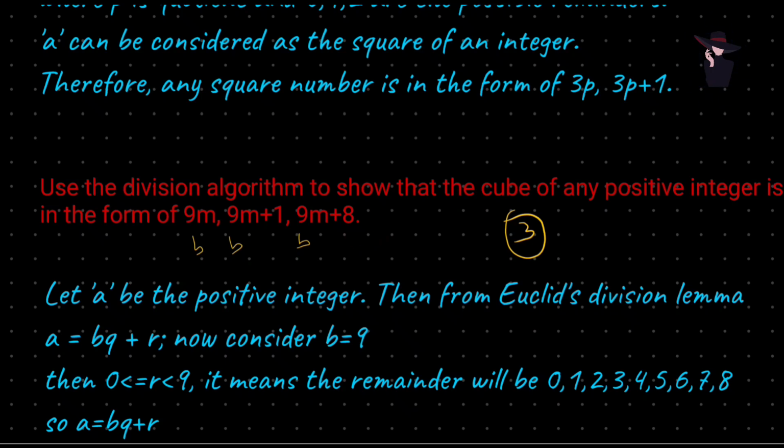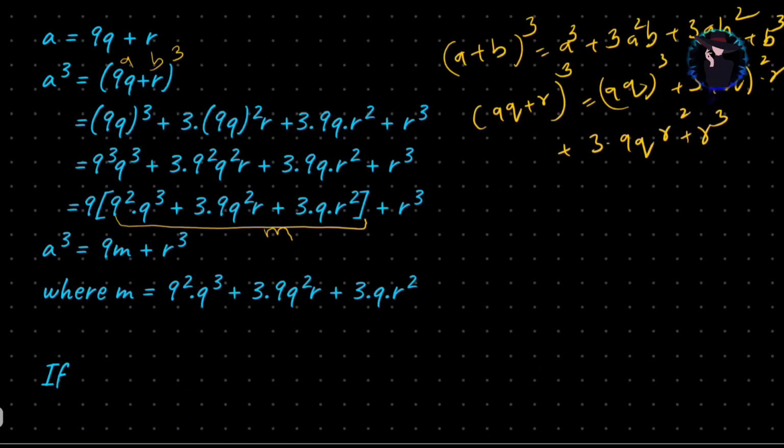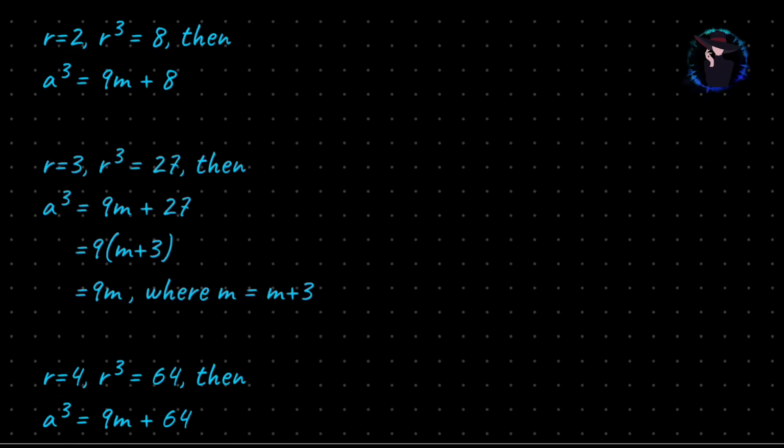We have to show that the cube of any positive integer is in the form of 9m, 9m plus 1 or 9m plus 8. So no matter what answer you get, you need to turn that answer into 9m, 9m plus 1 or 9m plus 8. Now r equals 2. So r cube is 2 into 2 into 2, which is 8. Then a cube is equal to 9m plus 8. That's it. We got 9m plus 8.